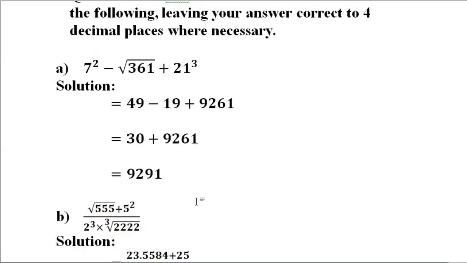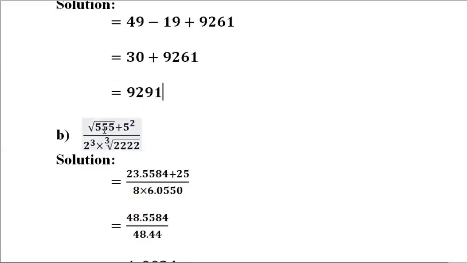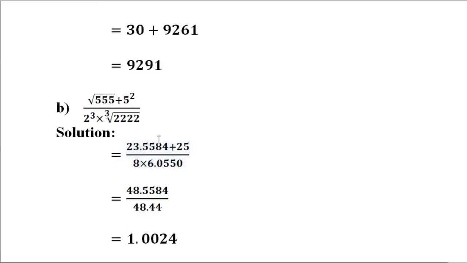The second part of this question is square root 555 plus 5 square, whole divided by 2 cube times cube root of 2222. Now, our first step is to calculate the square root of 555, which is approximately 23.5584. Now, let's find the square of 5, which is 25.